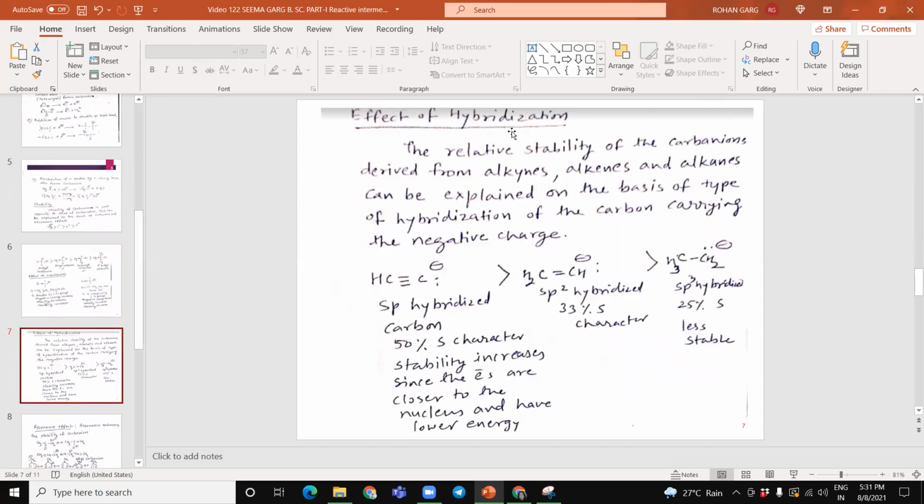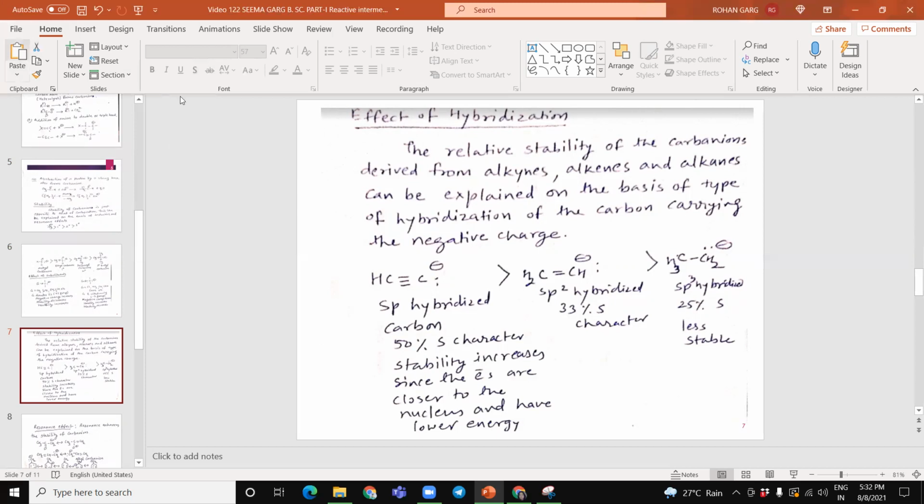Effect of hybridization. The relative stability of the carbanions derived from alkynes, alkenes, and alkanes can be explained on the basis of the type of hybridization of the carbon carrying the negative charge. Here, it is sp hybridization of carbon, meaning it contains 50% s character. Stability increases since the electrons are closer to the nucleus and have lower energy. So it is more stable compared to the alkene.